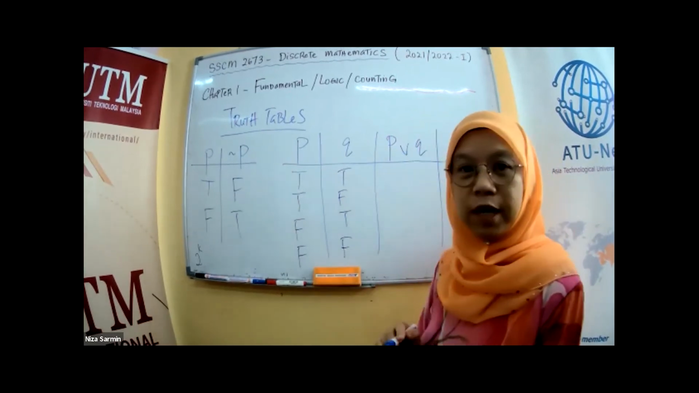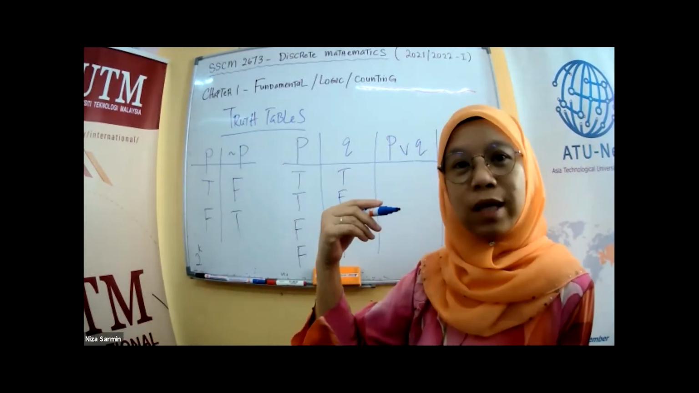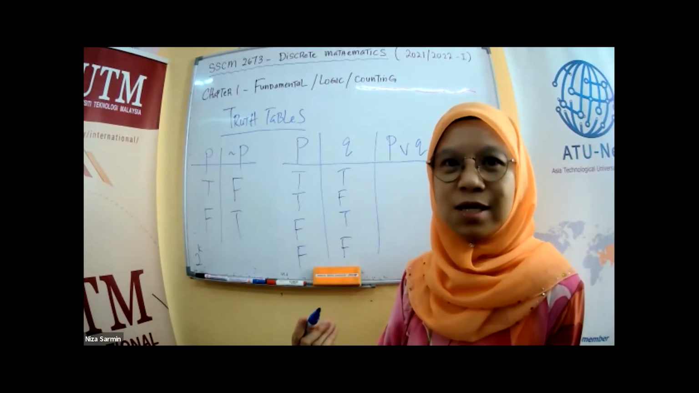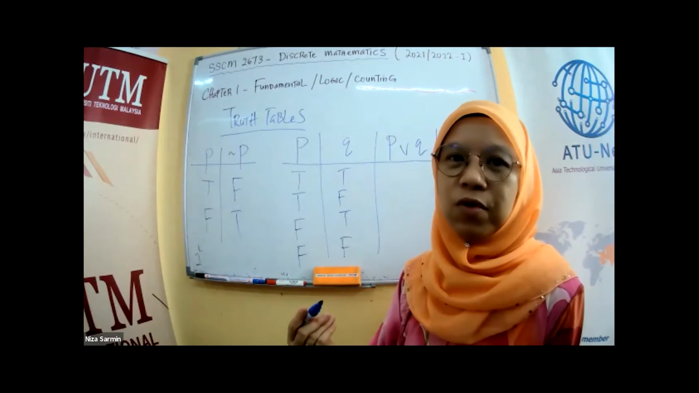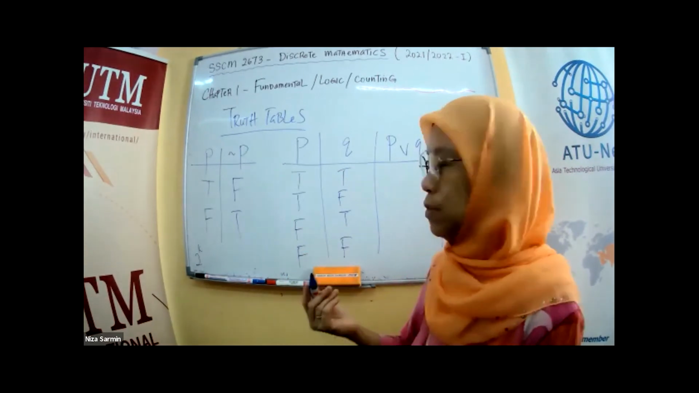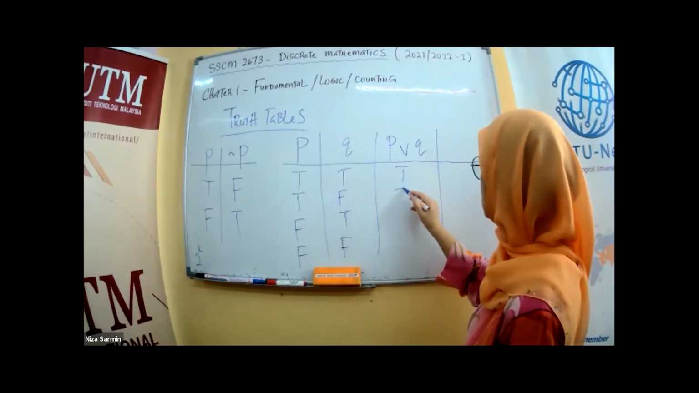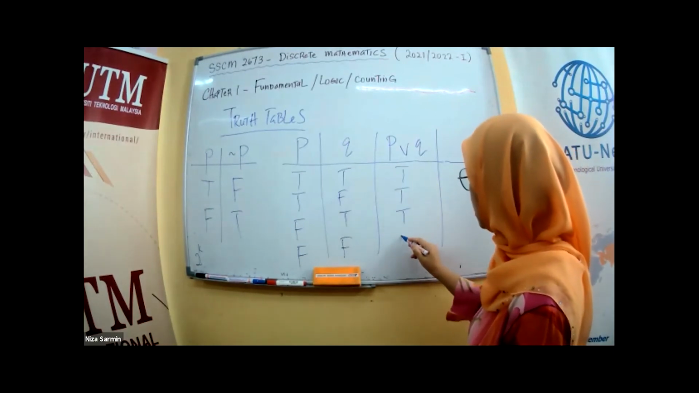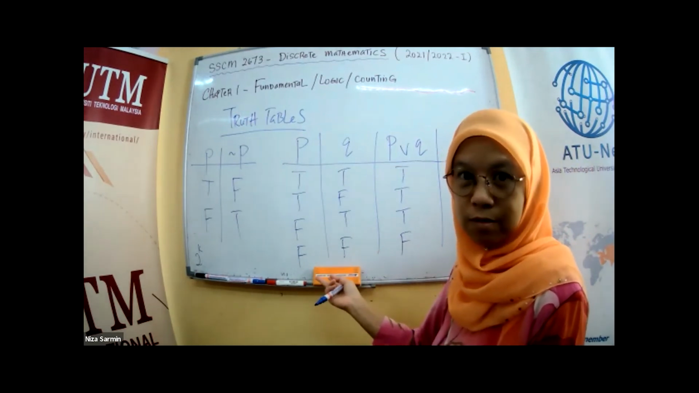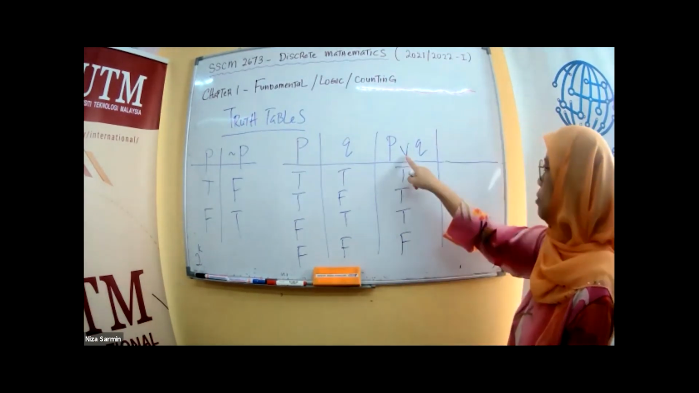The or means if you have at least one true, it will be true. All right, that is the rule for or. If you have at least one true, it will be true. So there is a true here, there is true here. So the only time it is false is when both are false. That is for or.